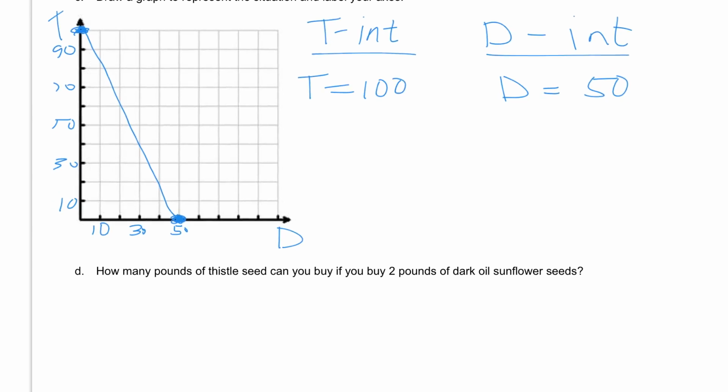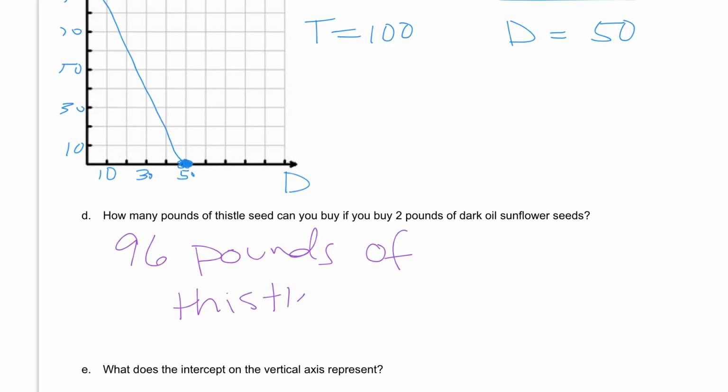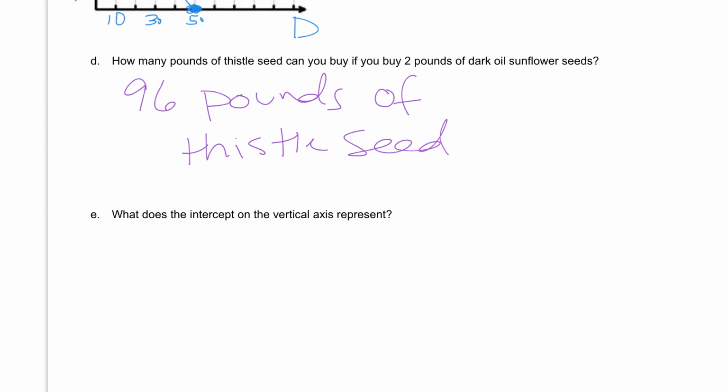Then if I move up to part D and solve that, how many pounds of thistle seed can you buy? You should have got 96 pounds of thistle seed. And lastly, what does the intercept on the vertical axis represent? Remember, my answer and your answer could be slightly different depending on how you labeled your axes. If you labeled your axes the same as mine, you'd have this point that you were looking at.